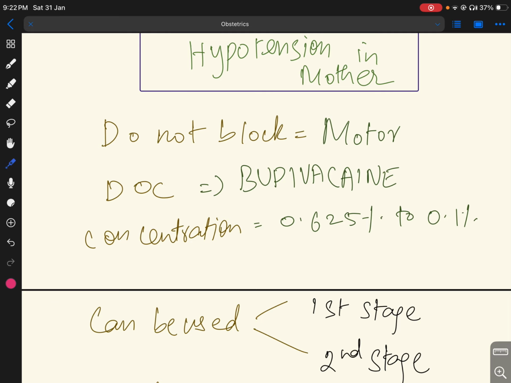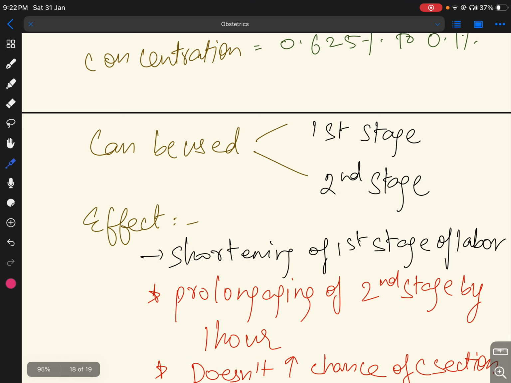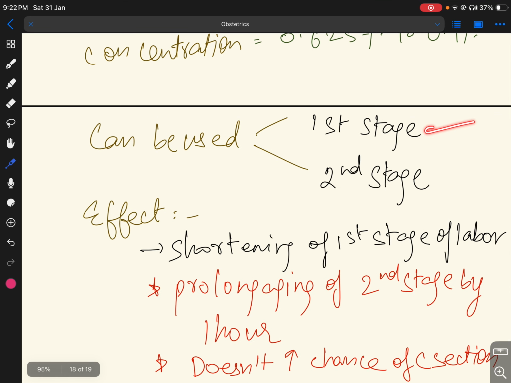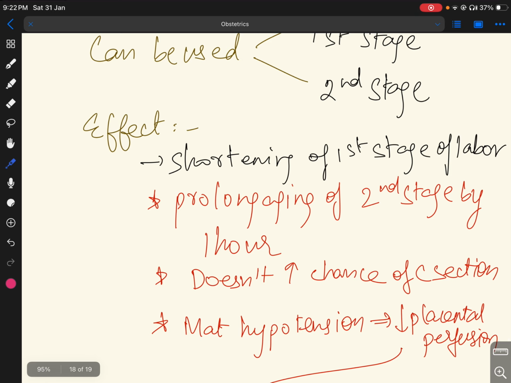If the dose or the concentration is higher, there will be blockage of the motor component. It is very dangerous. So the concentration you give is very important. It can be used in the first stage as well as the second stage. What are the effects of the epidural block? It shortens the first stage, and it prolongs the second stage by 1 hour.